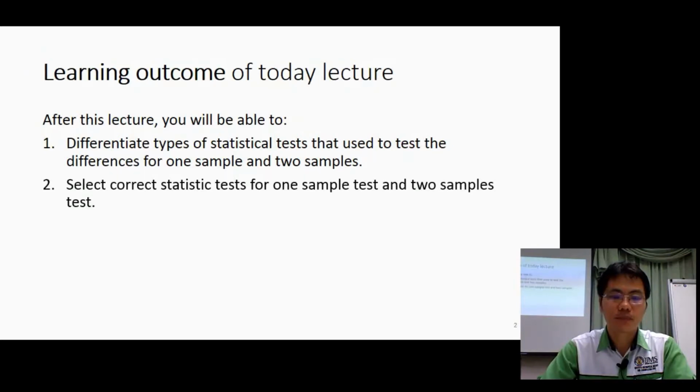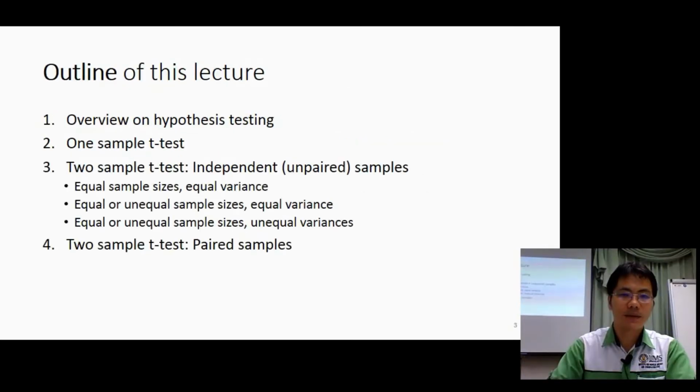After this lecture, you will be able to differentiate the types of statistical tests used to test the difference for one sample or two samples. There are many different types of statistical tests that allow you to test a hypothesis involving one sample or two samples. After you know how to differentiate between them, you should be able to select the correct statistical test for a one sample test or two sample test. You have to pick the one that is suitable for your data set, your statistical hypothesis and your research questions.